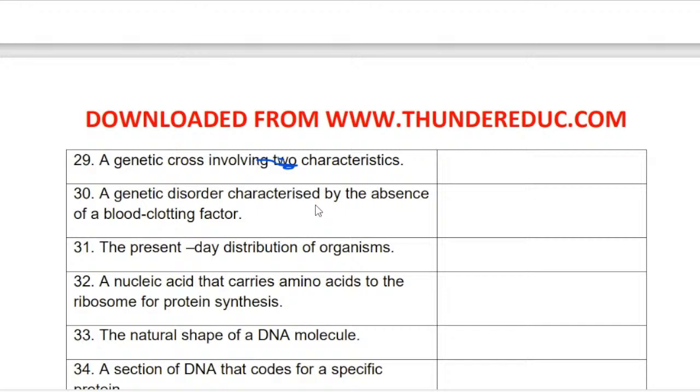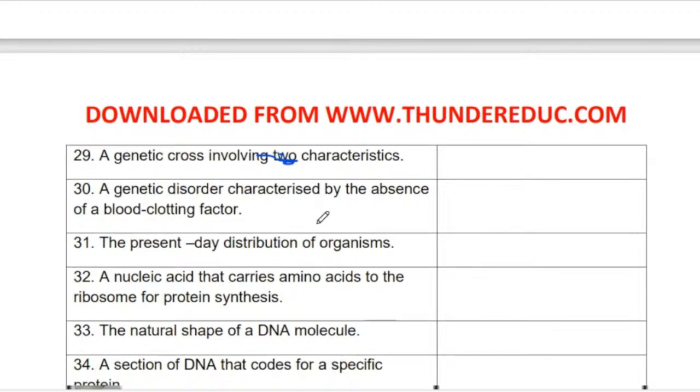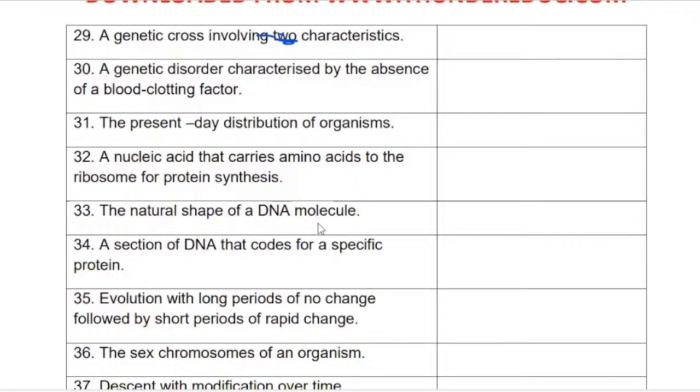Present day distribution of organisms. How do organisms being distributed? So we can call it biodiversity. Then the nucleic acid that carries amino acids to the ribosome: transfer RNA. Then the natural shape of DNA: double helix.